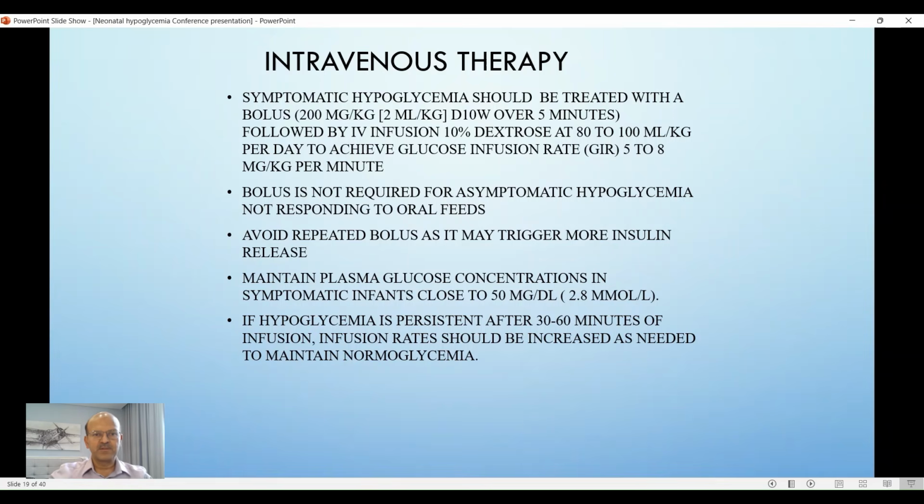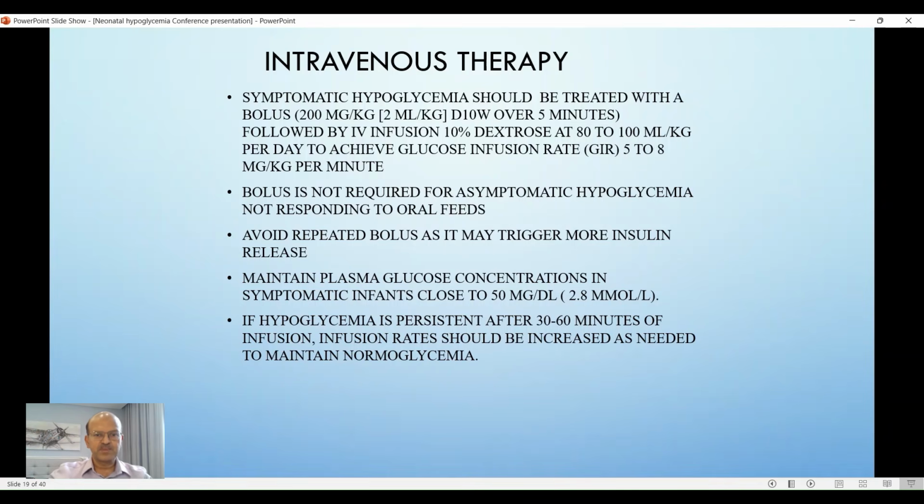And the bolus not required for asymptomatic hypoglycemia. Avoid the repeated bolus as it may trigger more insulin release. Maintain plasma glucose concentrations in symptomatic infants close to 50 milligrams. So you're not on the edge, so you have to be comfortable. And after 48 hours, you aim for 60 and above.